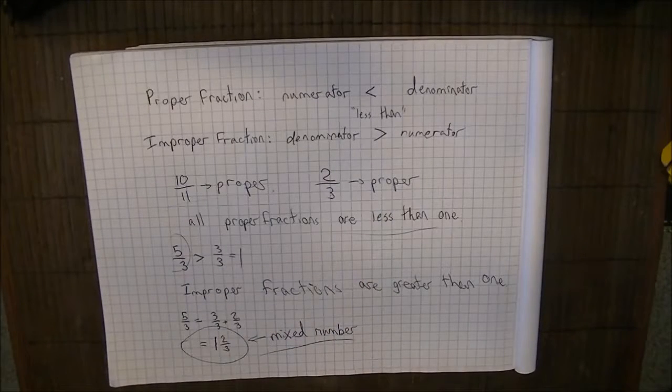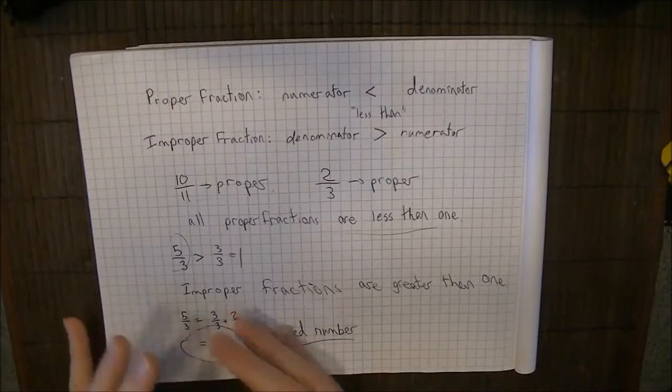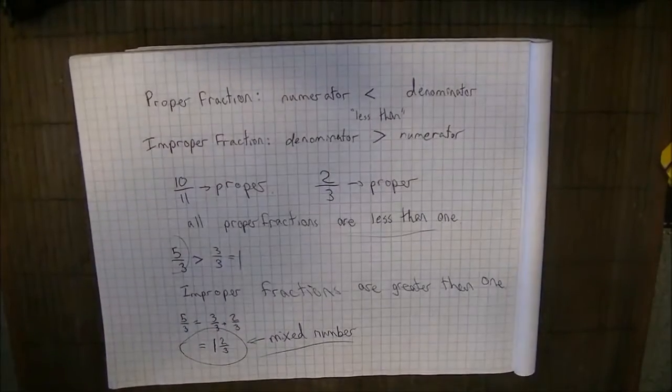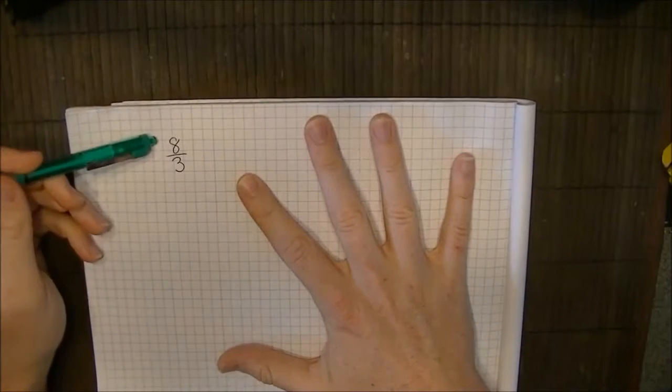Okay, now let's look at how we convert from improper fractions to mixed numbers. Let's start with a nice and simple example of 8/3. This is definitely an improper fraction. 8 is bigger than 3. So to convert this to a mixed number, we ask the question, how many times does 3 go into 8? And then we need to look at the remainder.